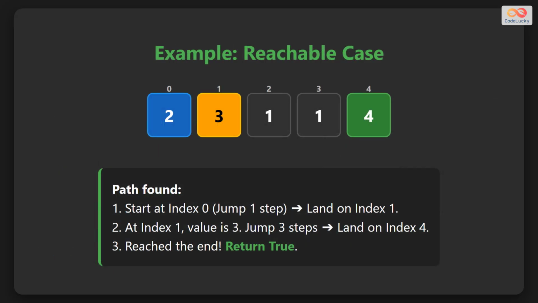Here is an example where it is possible to reach the end. Starting at index 0, the value is 2, which means we can jump to index 1 or 2. If we jump to index 1, the value there is 3, allowing us to jump far enough to reach the last index. Since a valid path exists, we return true.